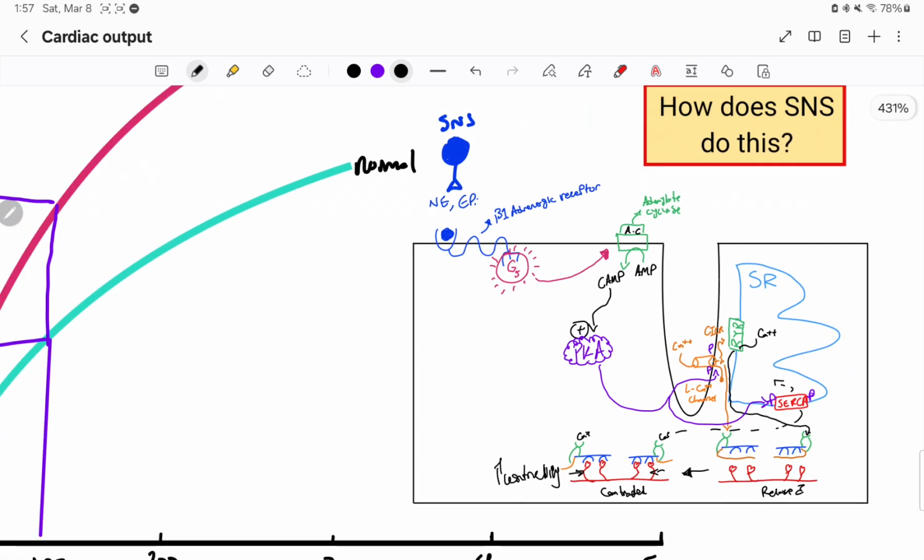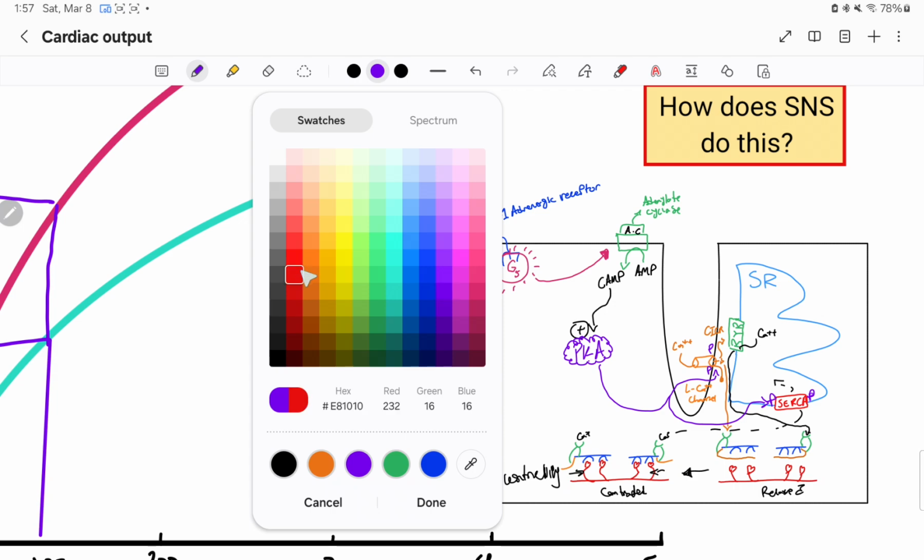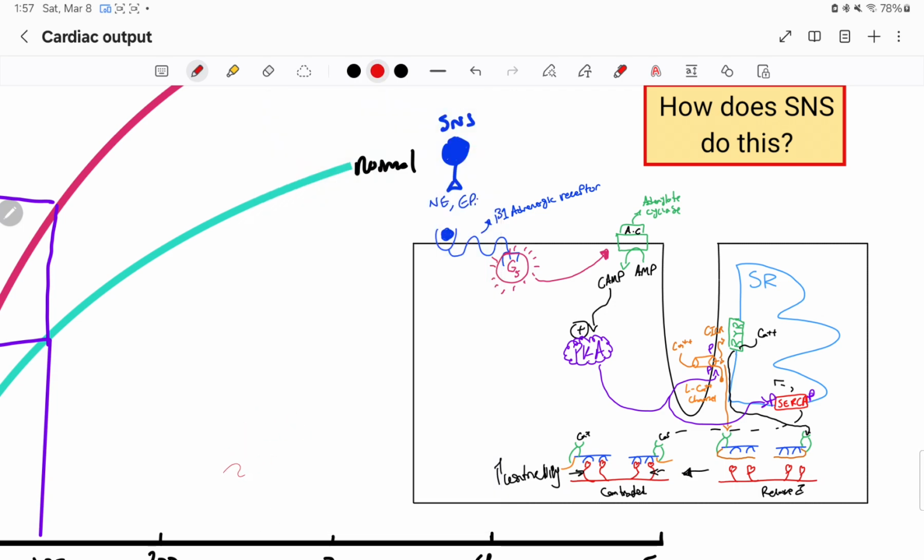What does this kind of look like graphically? If you remember from my ventricular action potential video, I showed you a graph that had the ventricular action potential, and I showed you another graph that had a ventricular contractile response. Now, let's say that in red is going to be the ventricular contractile response right here. That's what it was at rest, no sympathetic stimulation. Let's say normal force production, normal heart force, ventricular force.